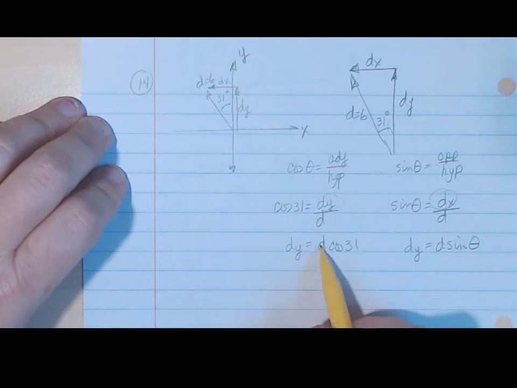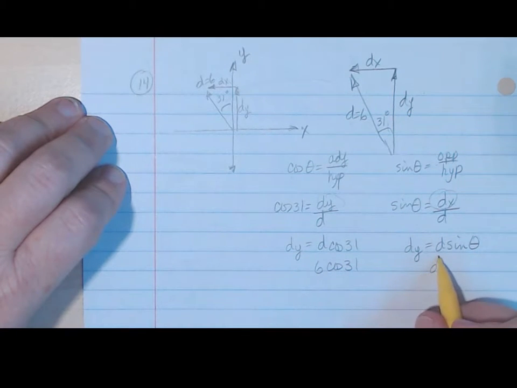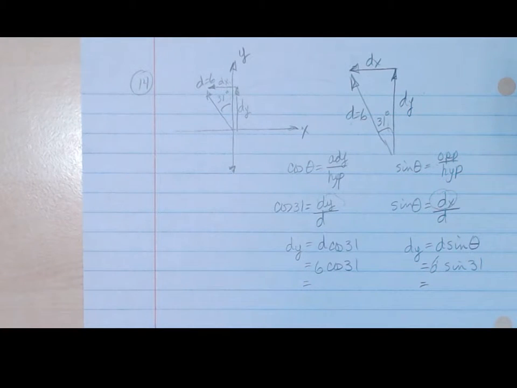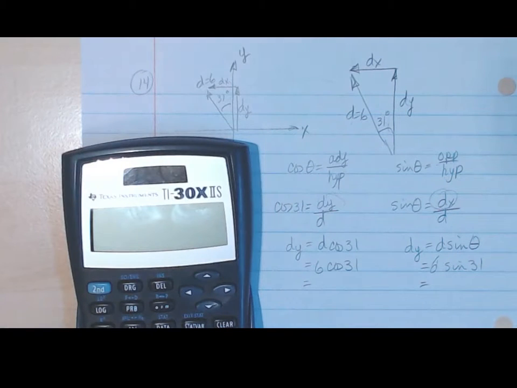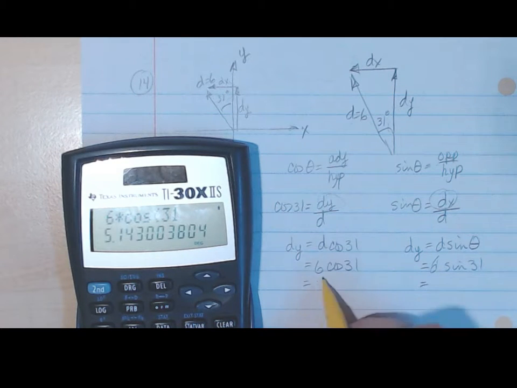Now I can substitute in my value of d, which is 6, and solve for my two numbers. And what do you get? You get 6 times cosine of 31, 5.14. 6 times sine of 31 equals 3.1.